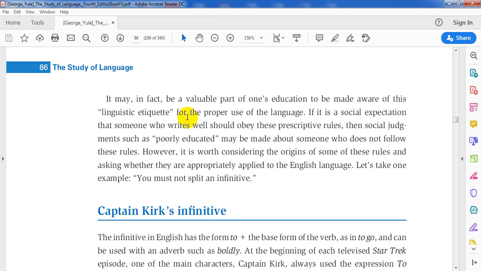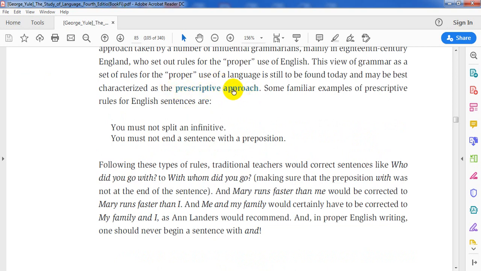As you remember, in the last lecture, we talked about the prescriptive approach for language. We said that these are views of some scholars for the proper use of the language, and these are examples of rules that people should, according to these views, must follow. You must not split an infinitive. We say that these rules are based on Latin and Greek, because English is heavily affected by Latin and Greek views of grammar.